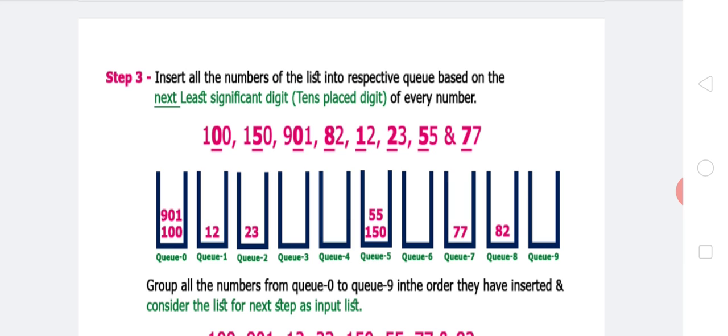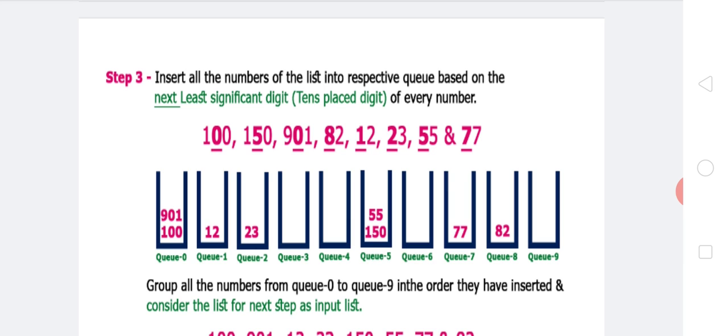See in the figure. Then 82. 82 is placed in Q8. 12 is placed in Q1. 23 is placed in Q2. 55 is placed in Q5. 77 is placed in Q7. Now group all the numbers of Q0 to Q9 in the order they were inserted, and consider the list as the input of the next step.